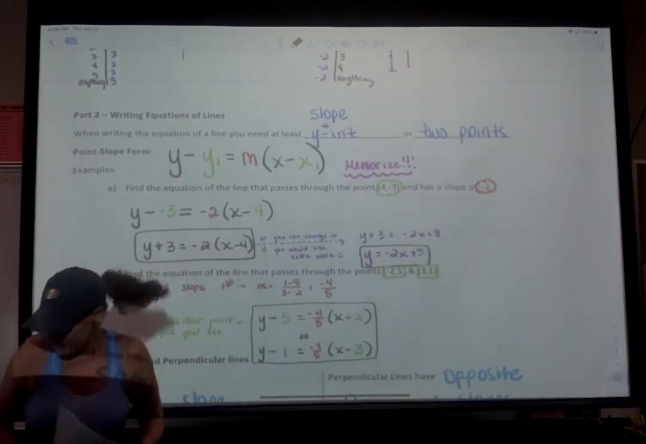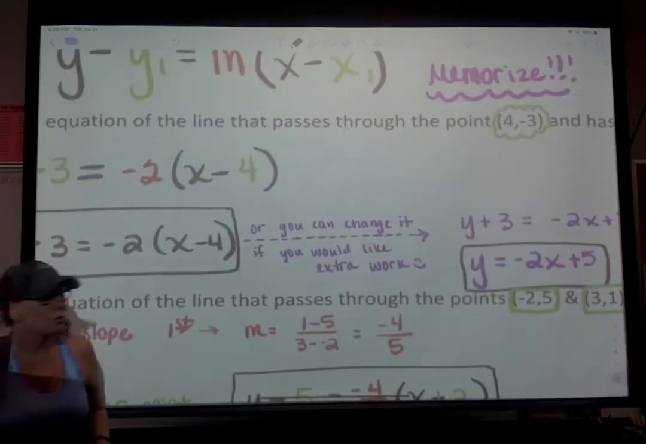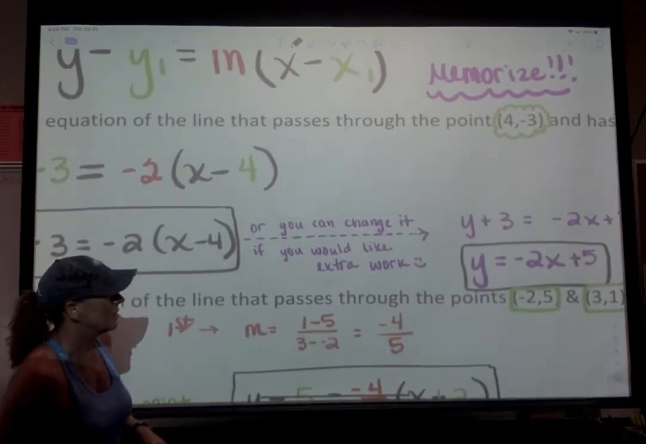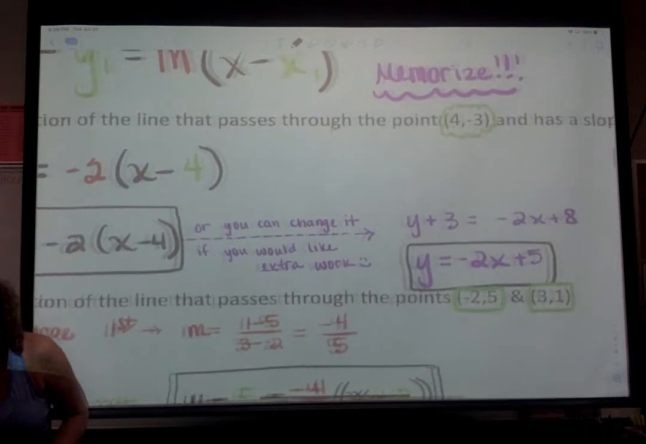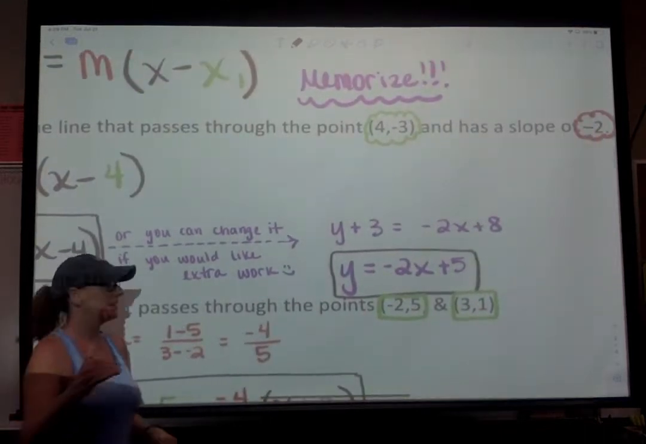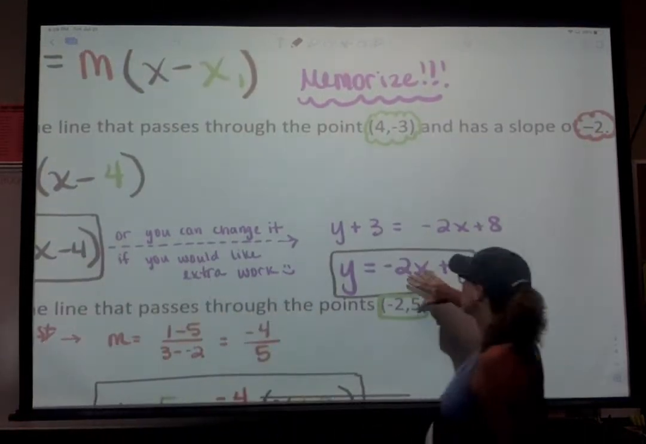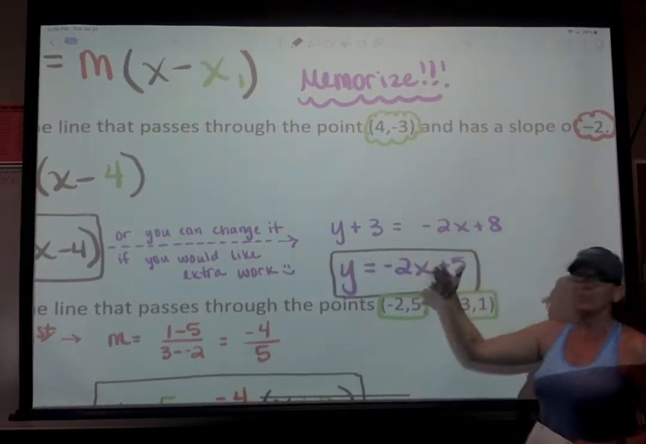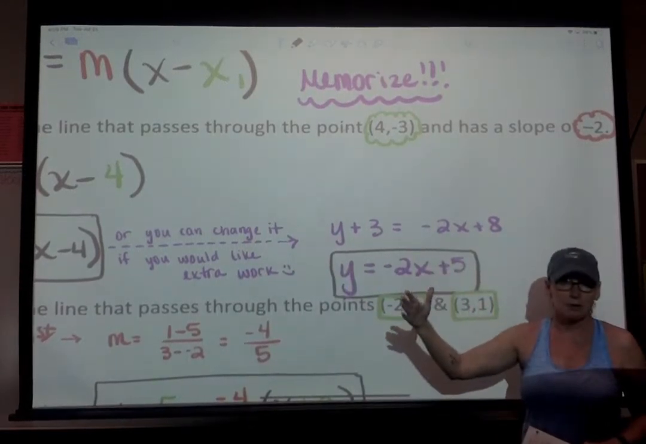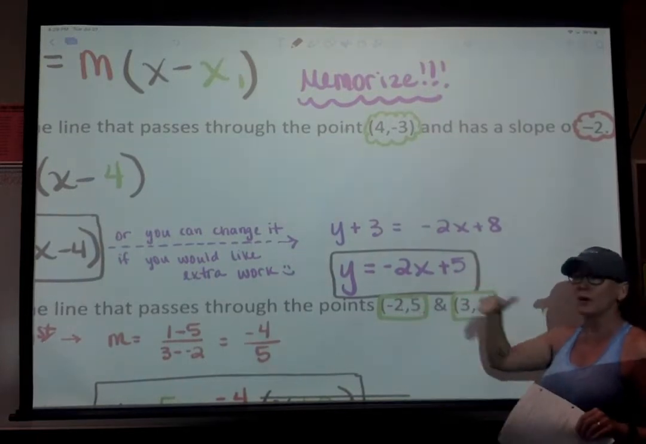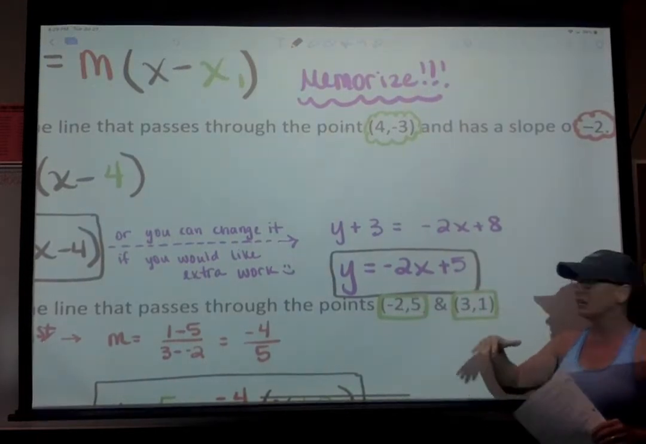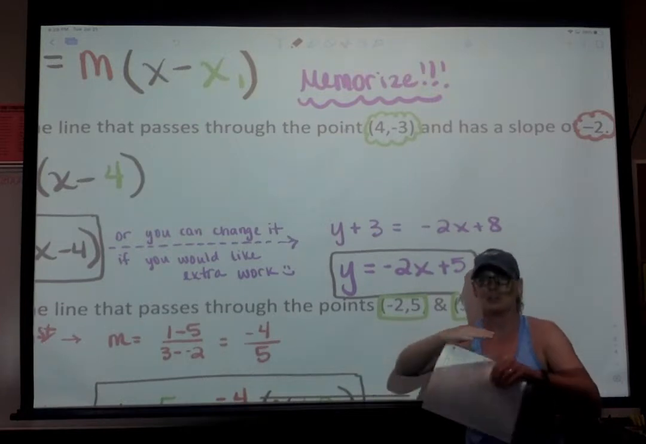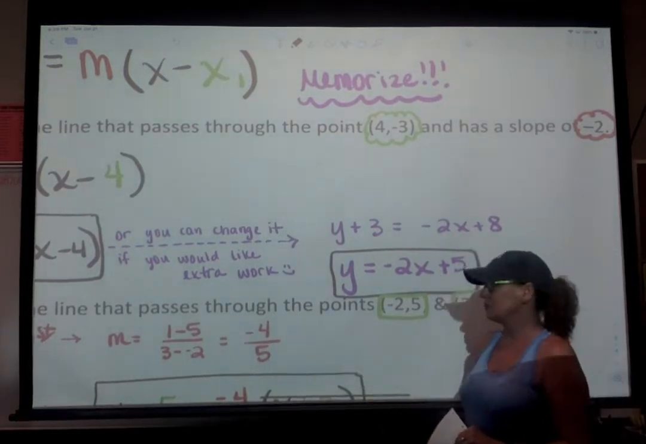Now, this says, or you can change it if you would like extra work. So if some of you just insist on, hey, I like this form so much better, I don't even like looking at it in that form, I'm going to change it, you can change it, just don't mess it up. Because if it doesn't say which form to put it in, just put it in the form that you write it in, and then you don't have to do extra work.